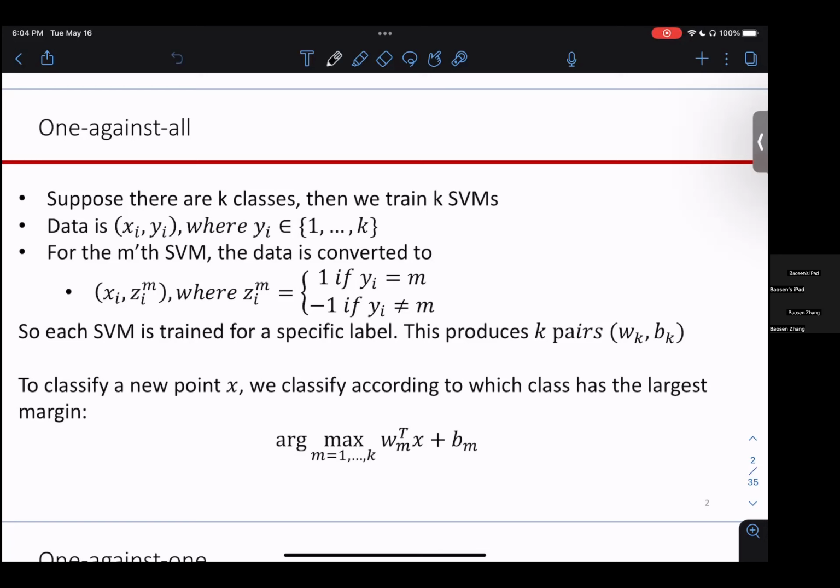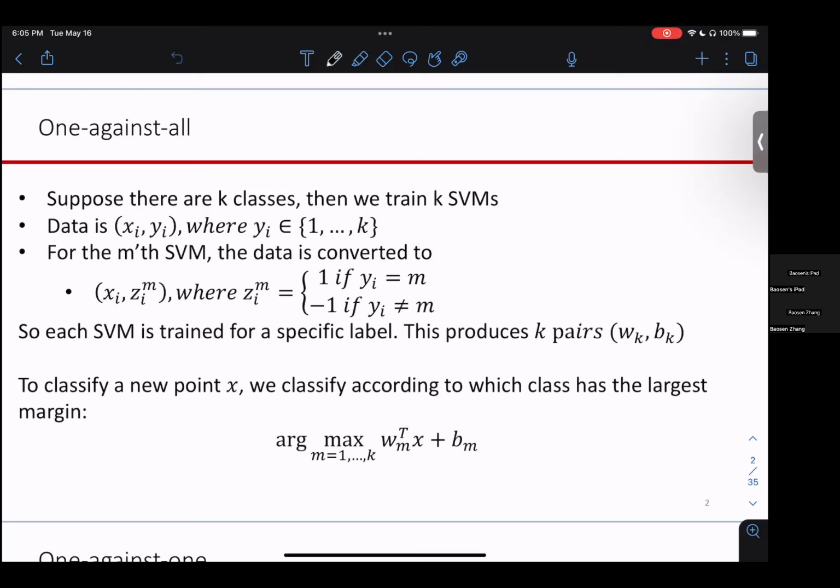And then we saw two things. One is something called one against all. Basically, you train k classifiers. Each one of them says, is it m or not m? Let's say you have m possibilities, and then you have SVM. You just compare to say, is it class 1 or not class 1? Is it class 2 or not class 2? You train k of these.